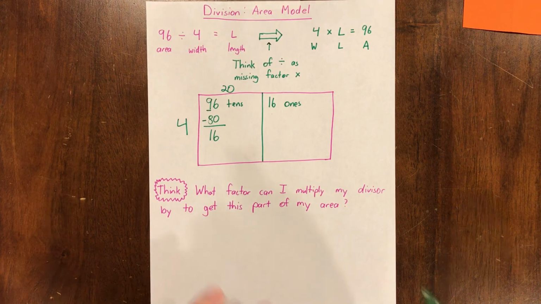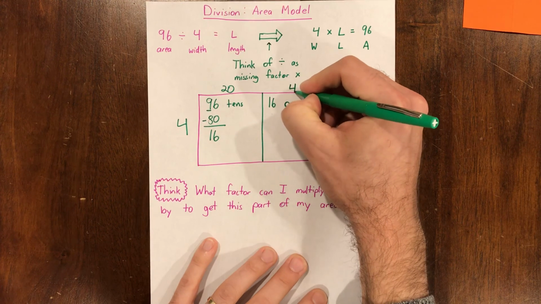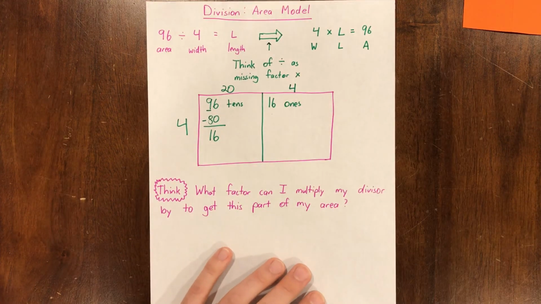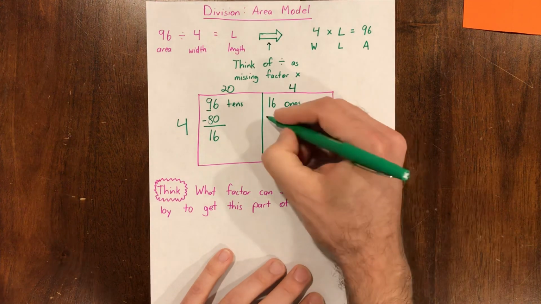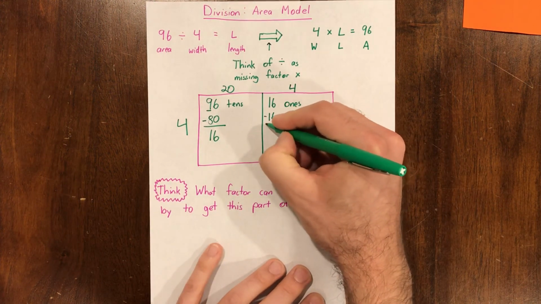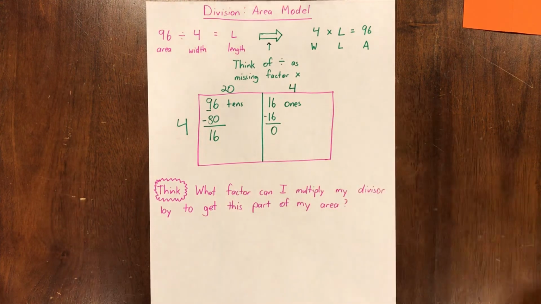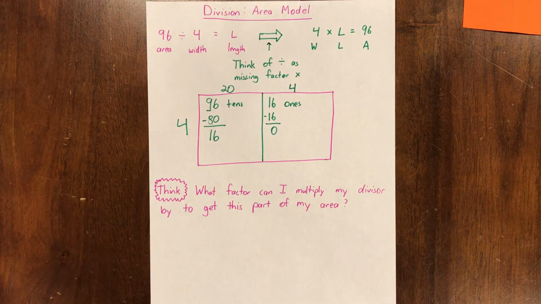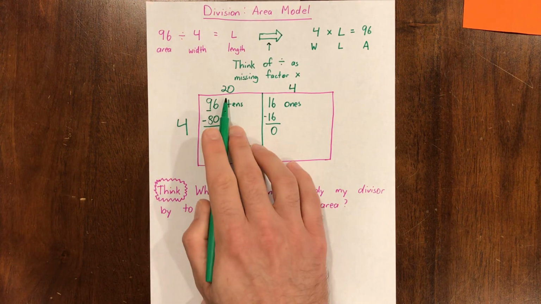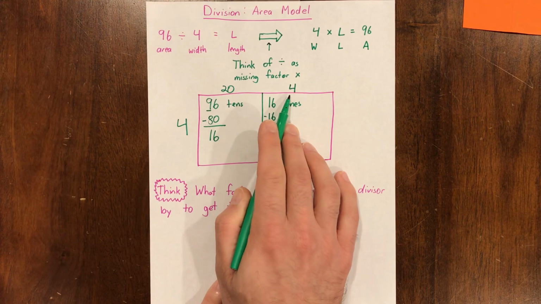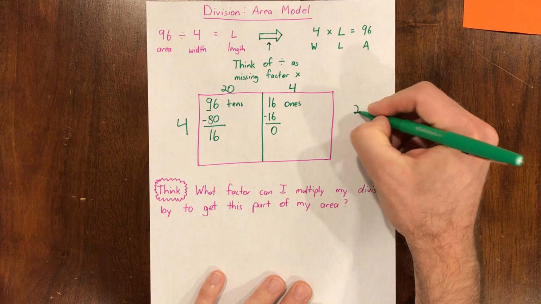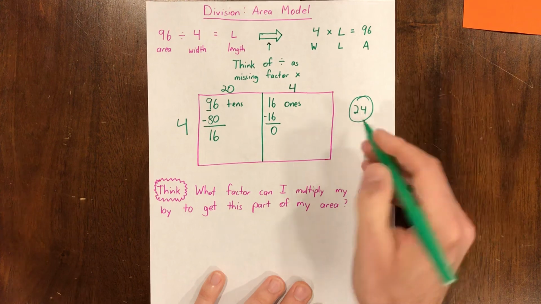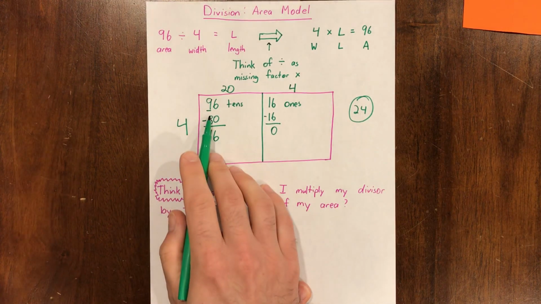Yeah, 4. 4 times 4 is 16. So I'm going to add 4 to our missing side length. And then take away the 16 that we just accounted for. So we have 0 left. All right, what's my final quotient? Say it out loud. Yeah, 24, right? The missing side lengths were 20 and 4. So 20 plus 4 is 24. 24 times 4 equals my area of 96.